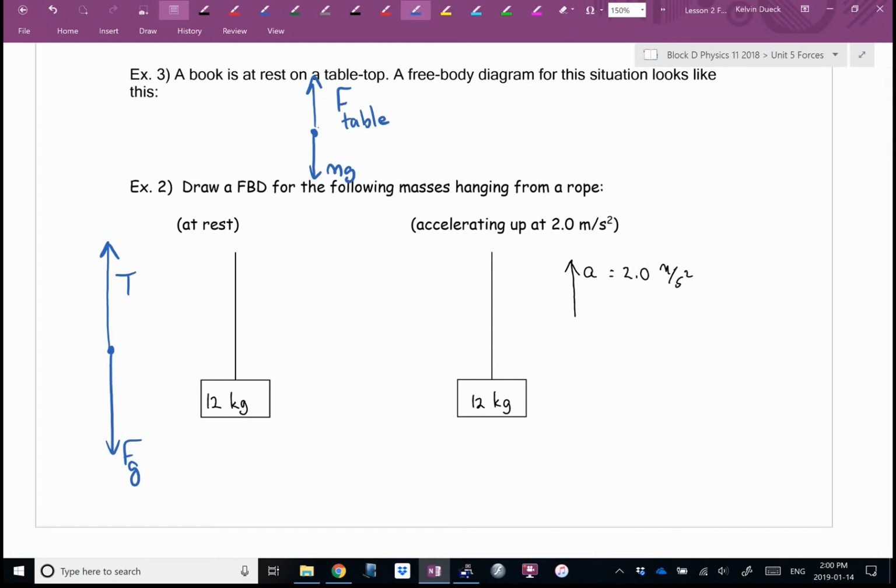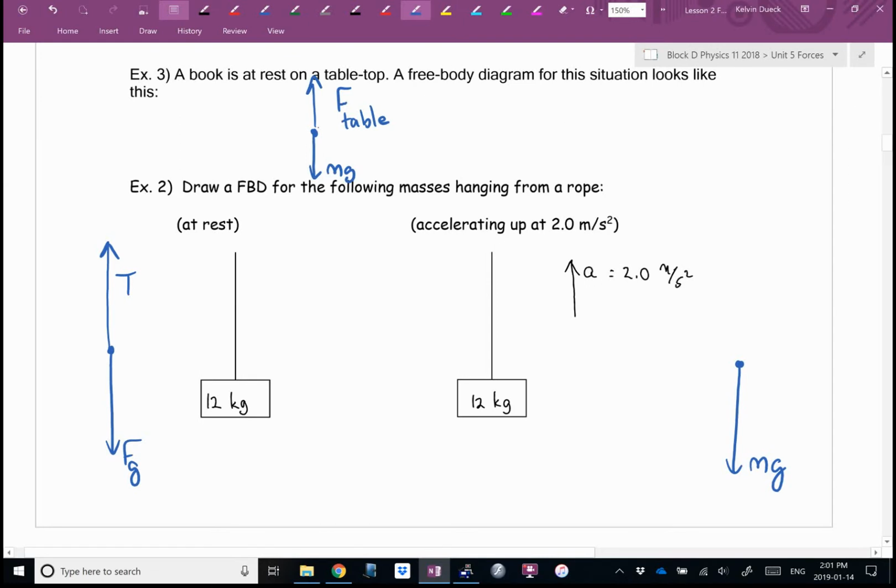Same situation, 12 kilograms, but now we're accelerating up at 2 meters per second squared. This is a job for a free body diagram. What are the forces acting on it? Get the obvious one. FG or MG. What else? Is there a rope? Tension. Am I going to draw tension bigger, smaller, or the same size as mg? And how do I know? Why?